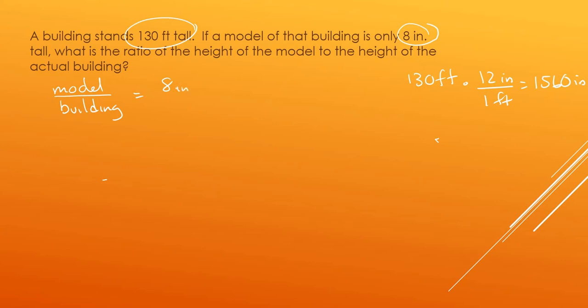So now I can write my ratio since I have my units the same. The model is 8 inches. The building is 1,560 inches. And if I simplify that, I get 1 inch for every 195 inches, meaning the building is 195 times taller than the model. Okay, so that's how we set up a ratio, making sure our units are the same and making sure we write it in simplified form.